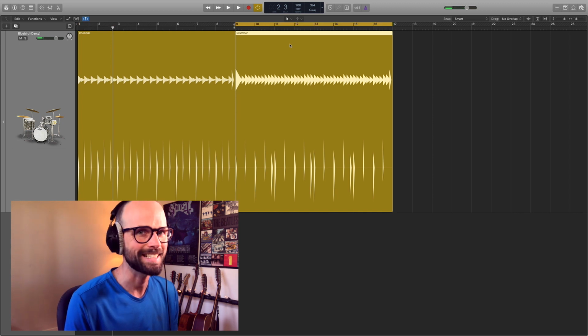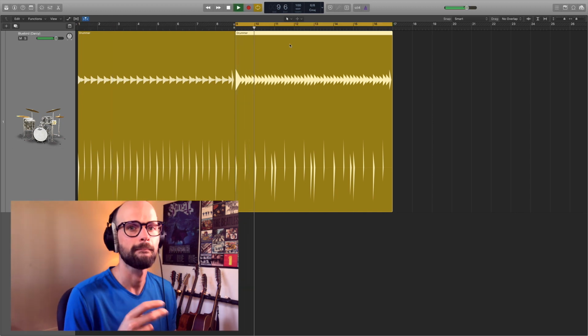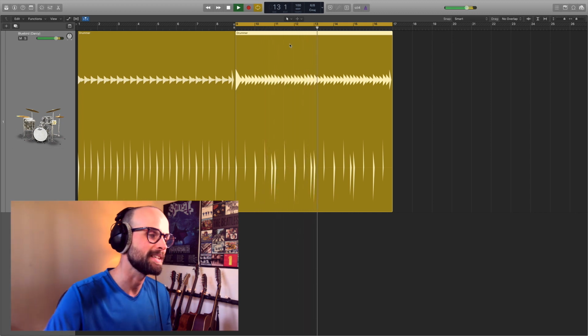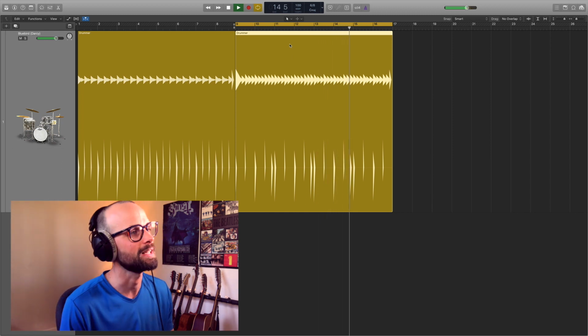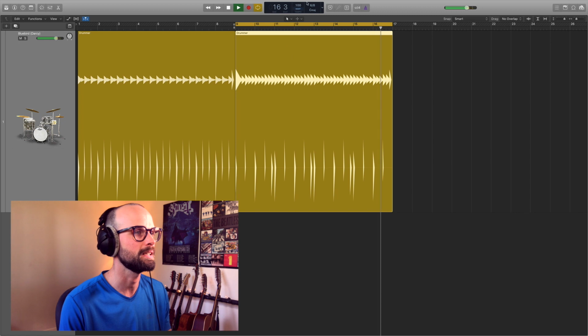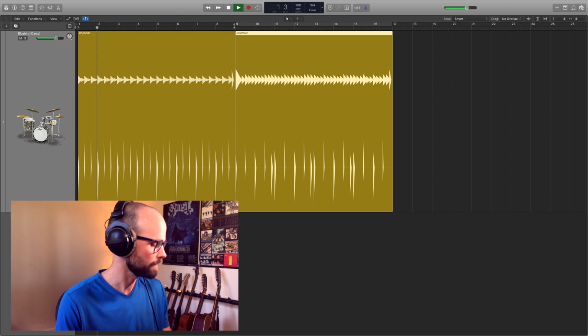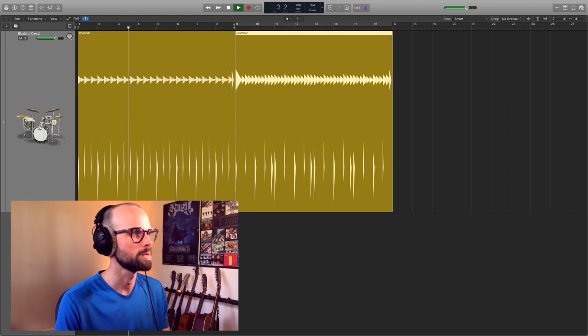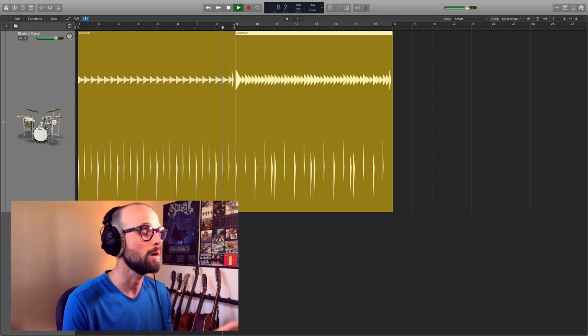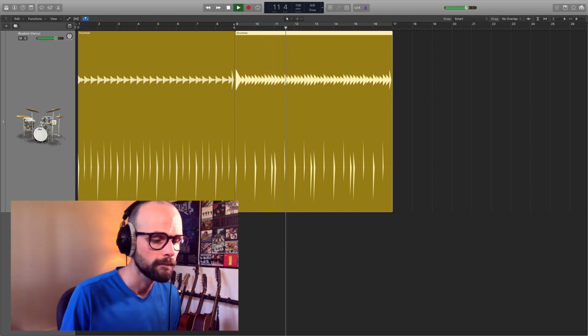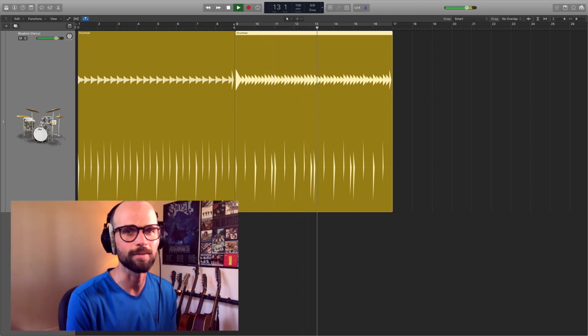Compare in contrast 6/8. One, two, 1 and a 2 and a 1 and a 2 and a 1 and a 2. Let's hear those back to back just to really hear the difference. One, 2, 3, 1 and 2 and 3 and 1 and 2 and 3. Compound time. 1 and a 2 and a 1 and a 2 and a 1. Completely different feel.